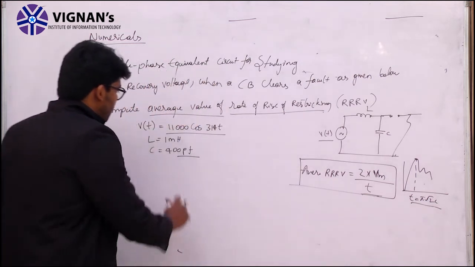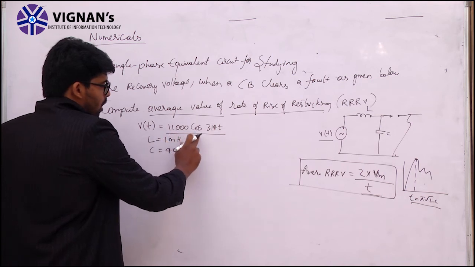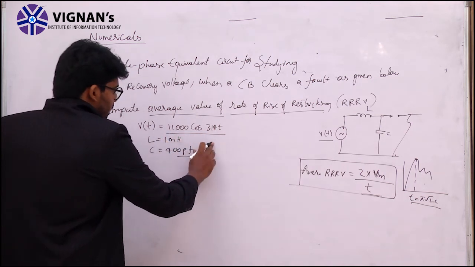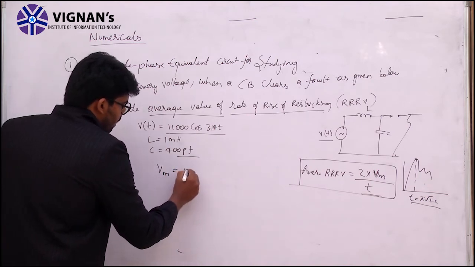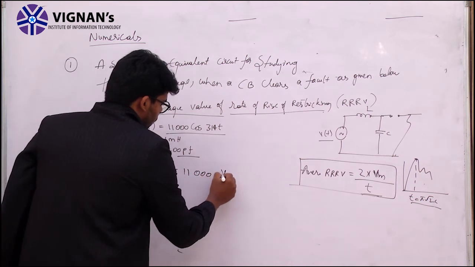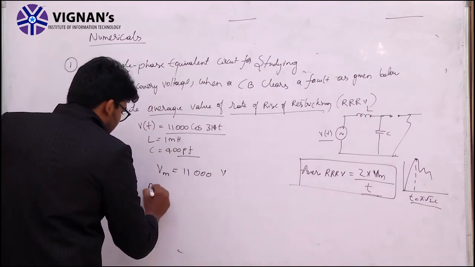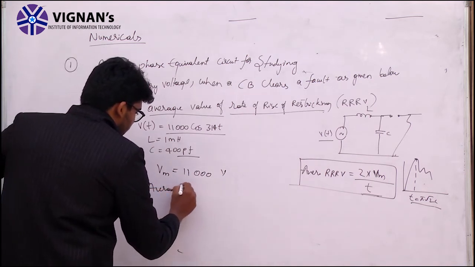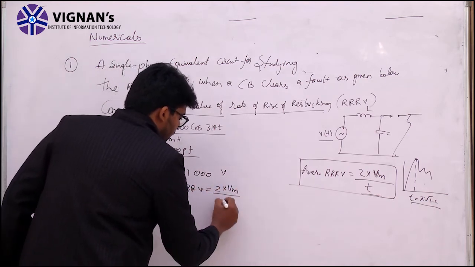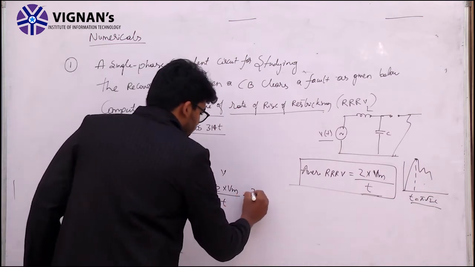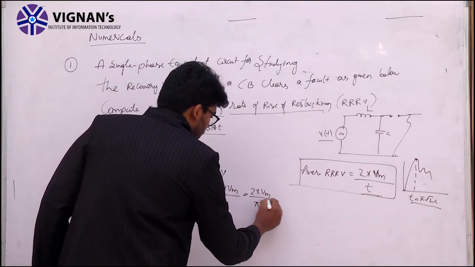Now what is the maximum value for this signal? This is the single phase signal, which is given by 11,000 into cos 314t. So the maximum value of that signal is 11,000 volts, and the average rate of rise of recovery voltage is equal to 2 Vm by T, where T is pi into root LC.